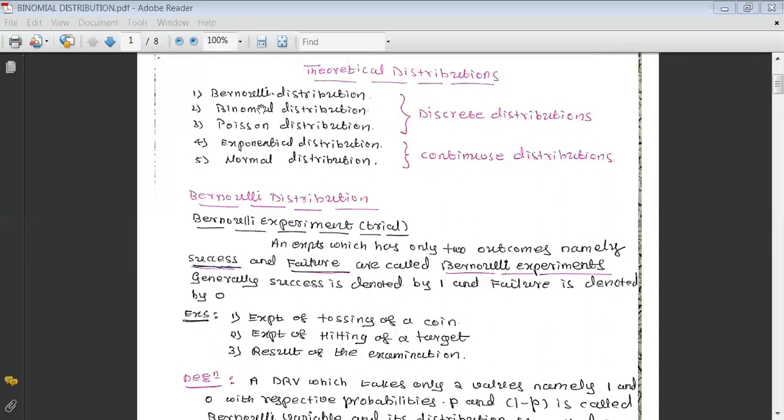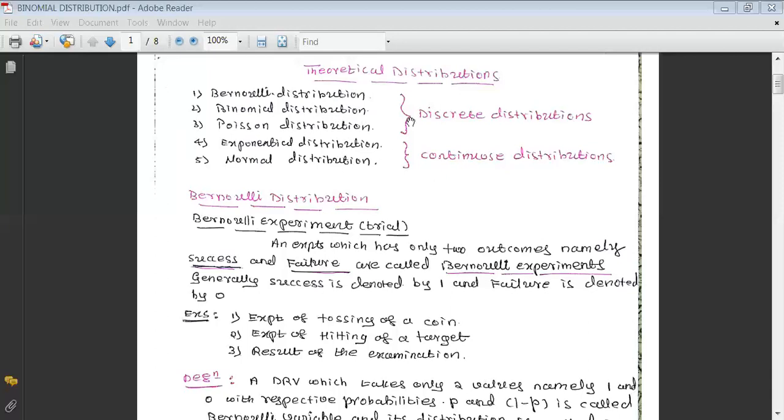But as far as binomial distribution is concerned, in order to understand its concepts, a small background is required, which is known as Bernoulli distribution. That's why here we have listed the distributions to be studied as five, namely Bernoulli distribution, binomial, Poisson, exponential, and normal distribution.